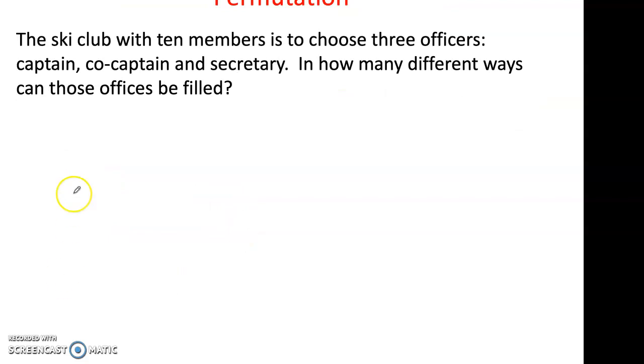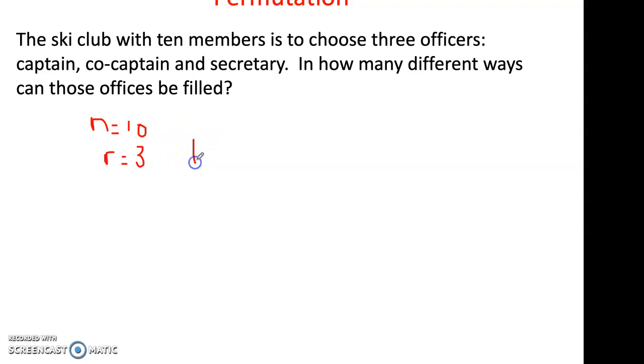Next problem. The ski club with 10 members is to choose 3 officers: captain, co-captain, and secretary. How many different ways can these offices be filled? Okay. So my N would be 10. We choose from 10. My R would be 3. I have 3 positions, and these positions matter. It matters if you're a captain, co-captain, or secretary. So positions matter. It's a permutation.